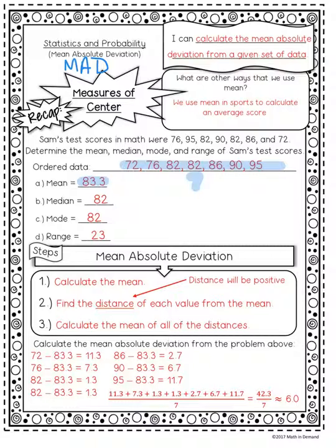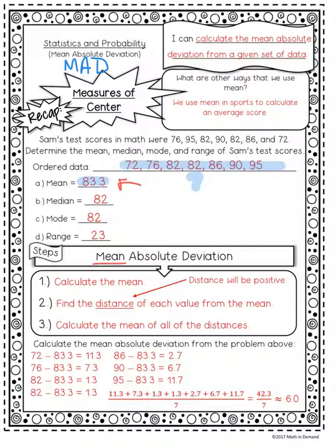Next, we're going to calculate the mean absolute deviation. To calculate the mean absolute deviation, you didn't really have to do all 4 of these that they showed us above. You really only need the mean. So first you calculate the mean, which we did. It's 83.3. Then find the distance each of the pieces in the data are away from the mean.